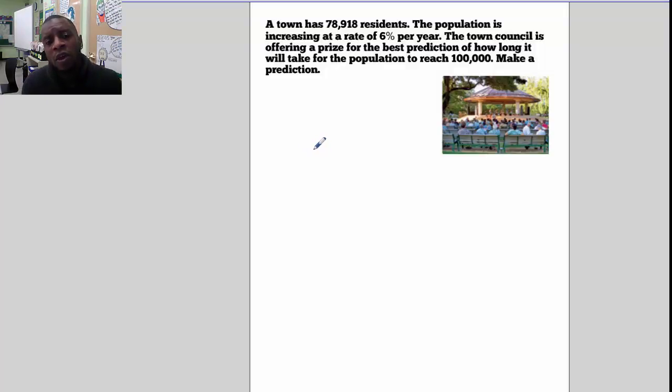Okay, so in this case, we want to come up with some exponential equation that will predict how many years it will take for the number of residents to reach 100,000. Recall, since we're increasing at a rate of 6% per year, we have exponential growth. So let's grab our equation for exponential growth, which is y equal to a times 1 plus r raised to the t, where a is our initial value, r is our constant rate at which we're increasing, and t is the unit of time.